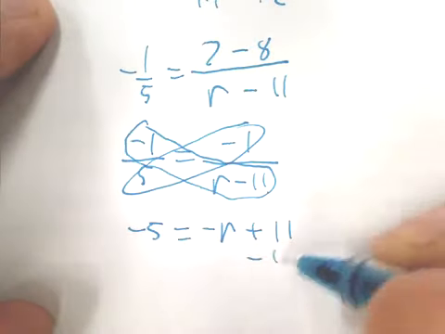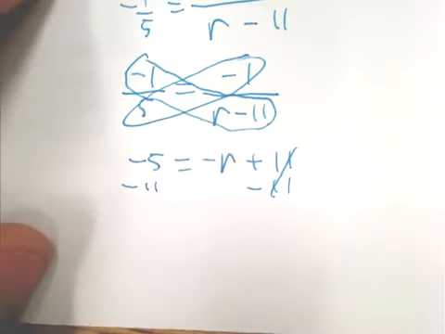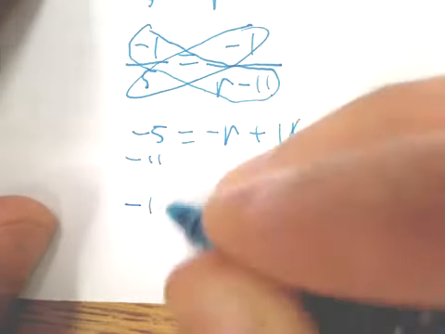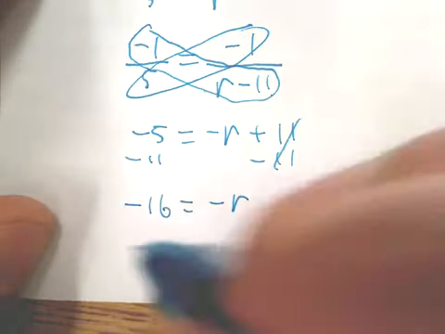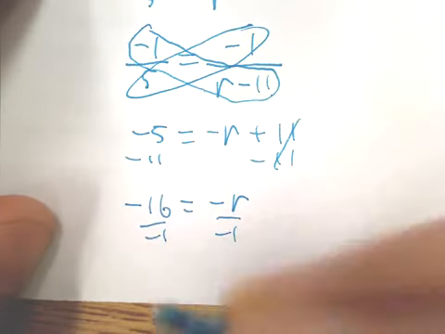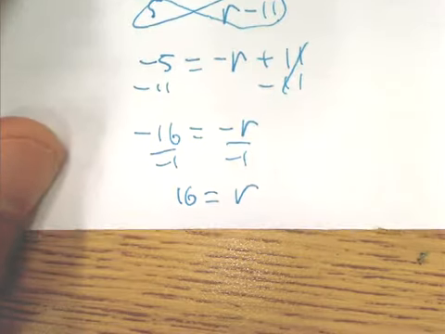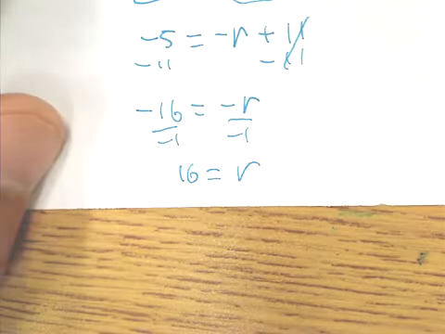Let's subtract 11. Okay, that's going to give me -16 is equal to -r divided by -1. And I get 16 for r. Okay, so those last few steps are standard equation solving stuff.